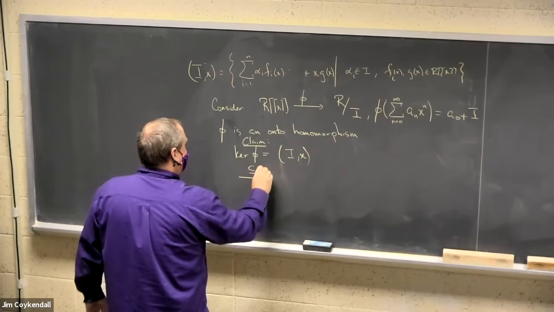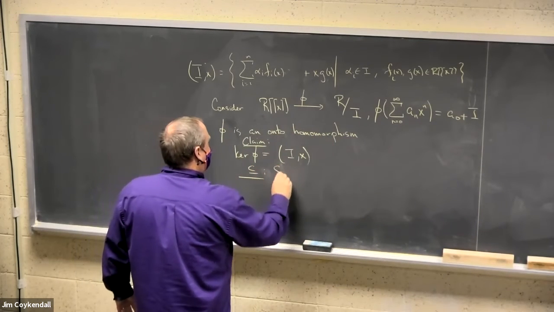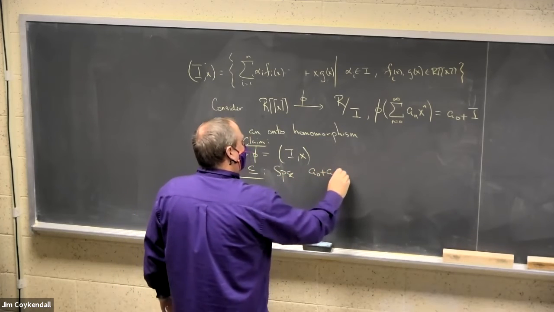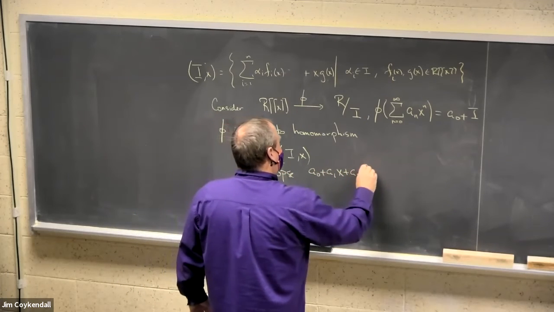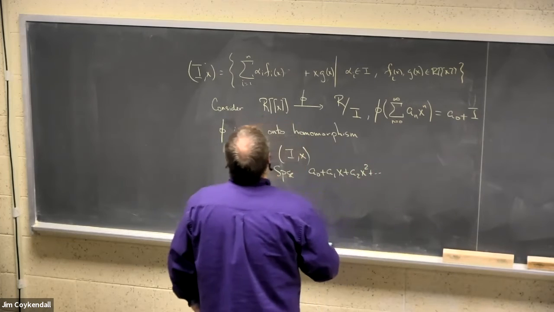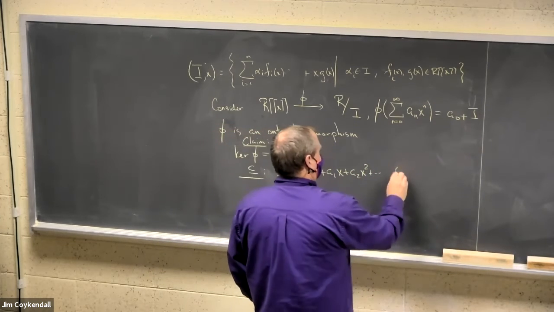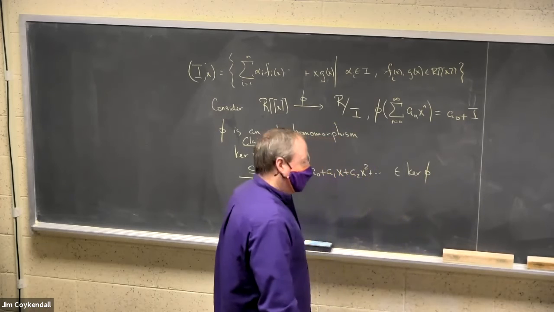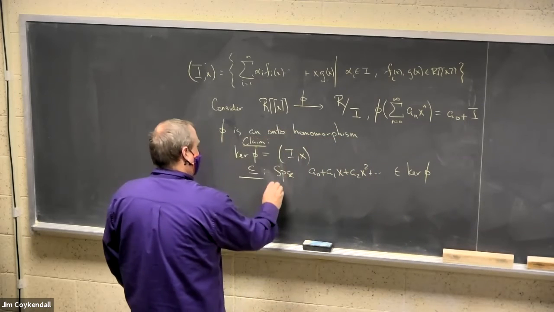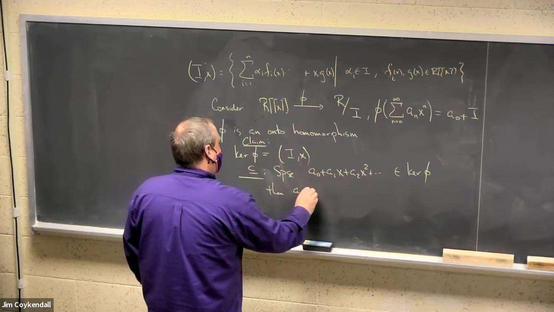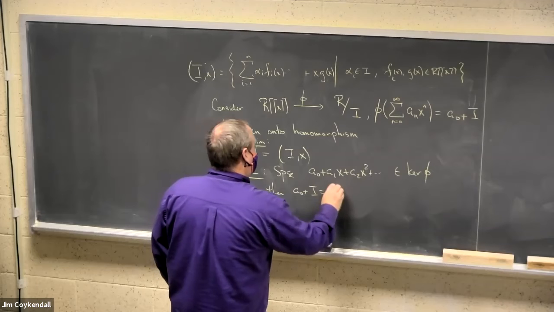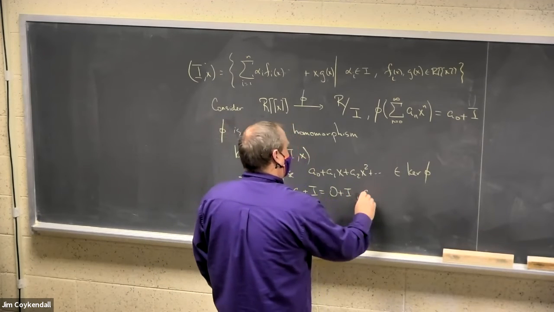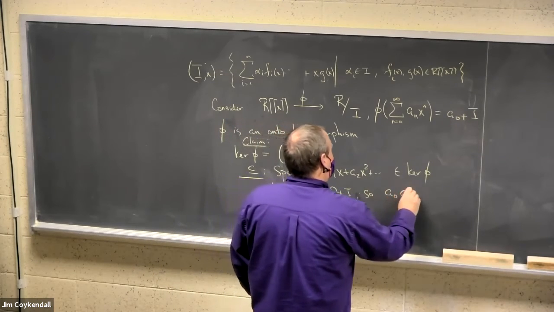Let me show this here. Suppose a0 plus a1x plus a2x squared is in the kernel of phi. Then a0 plus I equals 0 plus I. So a0 is in I.